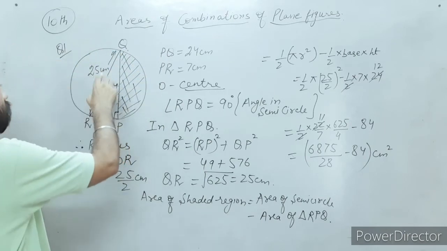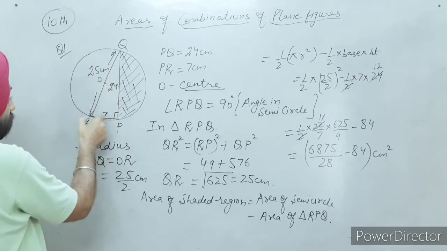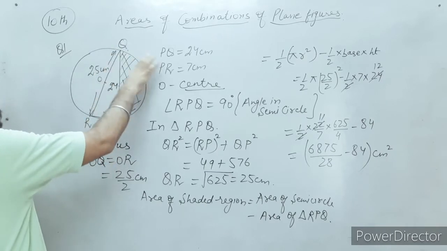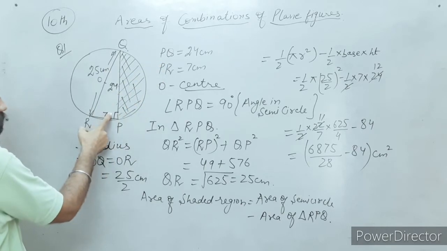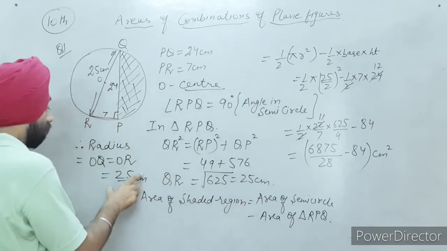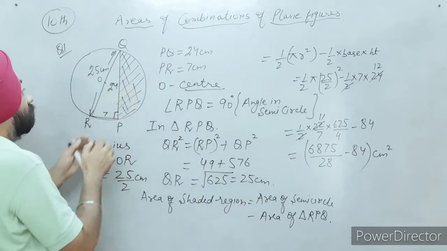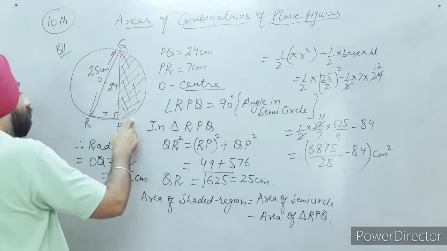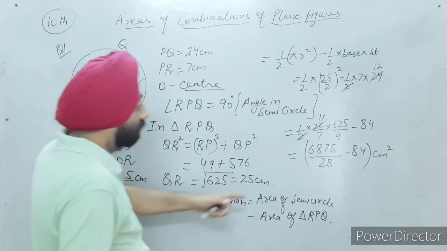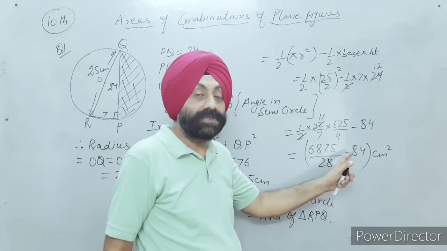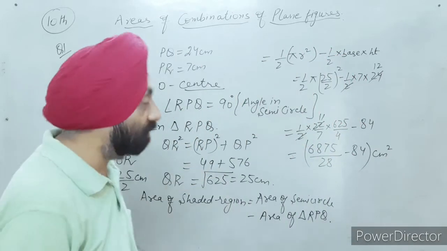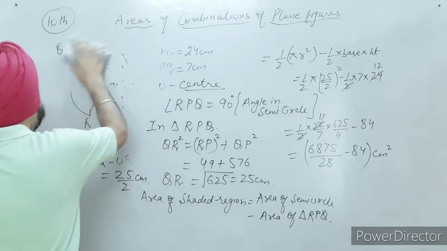A circle was given with center O, a right angled triangle was inscribed, right? But it's a semicircle, therefore this angle is 90 degree. So we calculated the value of the diameter. From there we get the radius. Then we need the shaded region. What we did, we find the area of the semicircle first, then subtract the area of this triangle to get the required area of the shaded region. This is how we calculate the area of the combination of plane figures. Now this was the first sum.